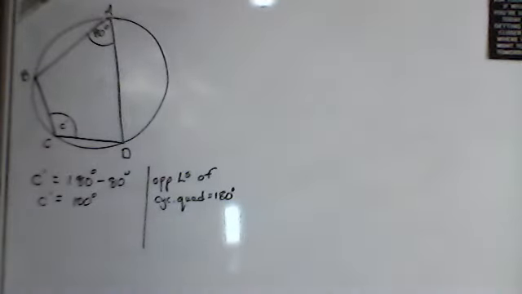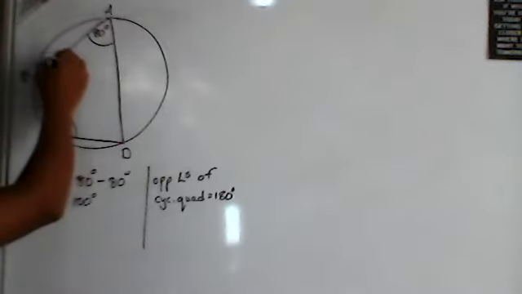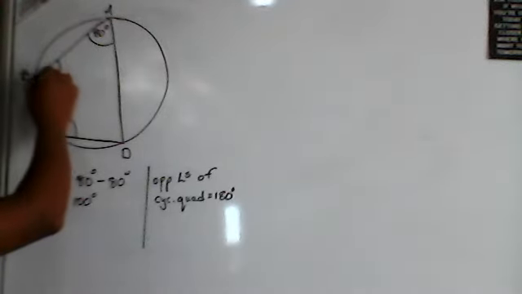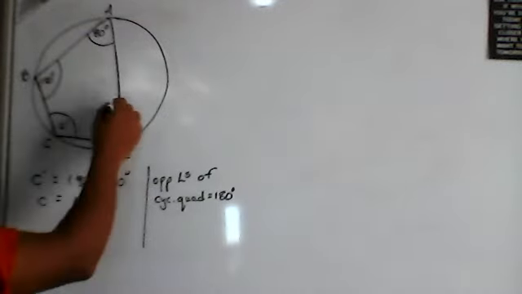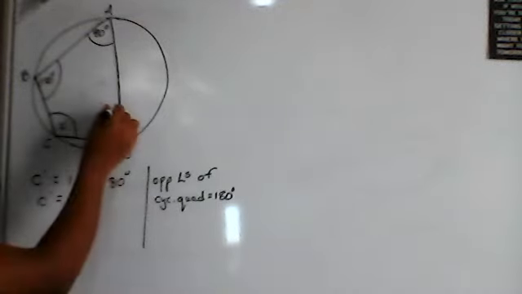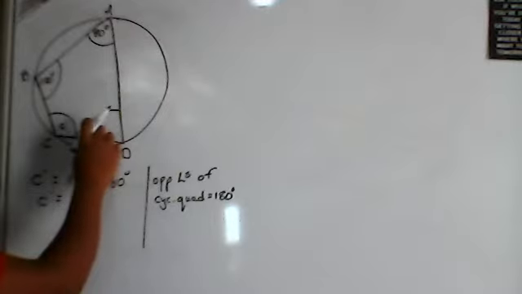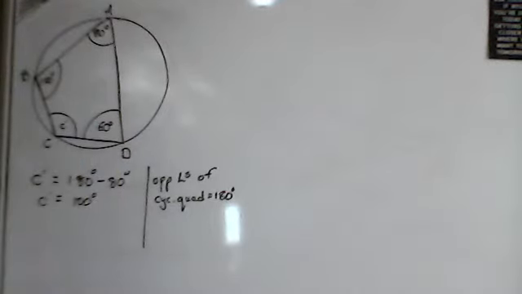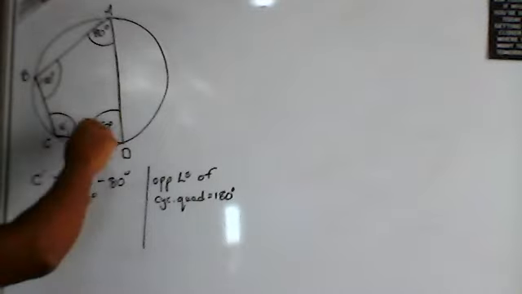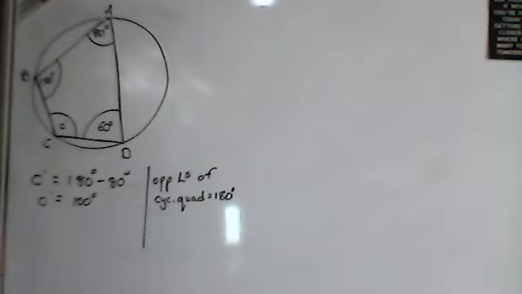Opposite angles of a cyclic quad are supplementary. Again, for interest's sake, let's suppose this angle here was 120 degrees. If that's 120 degrees, then by similar reasoning and similar working out, this angle here will be equal to, you've got it, 60 degrees, because if this is a cyclic quadrilateral, then opposite angles must be supplementary.